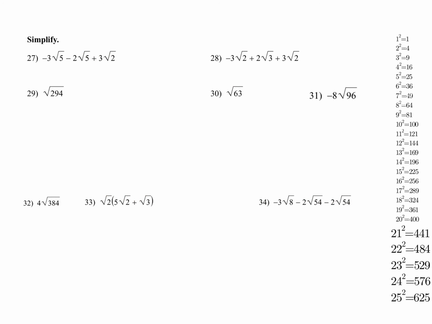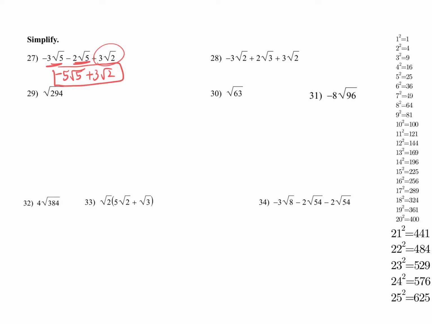And now here's that list of perfect squares. Here we're simplifying radicals. Hopefully you learned this in Algebra 1. It should have been one of the last things that you did in Algebra 1. For 27 and 28, I'm adding like terms. For 27, these two are like terms. I have negative 3 square roots of 5 minus 2 square roots of 5. That's negative 5 square roots of 5. Then I don't have anything to go with that, so it's plus 3 square root of 2. That's the answer to number 27.